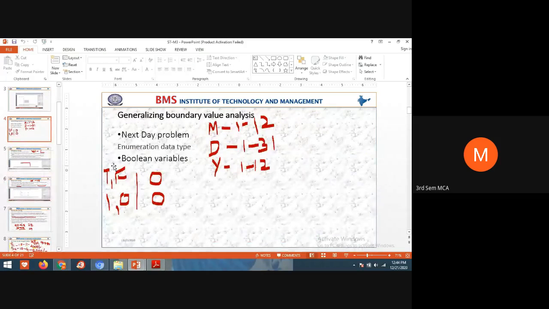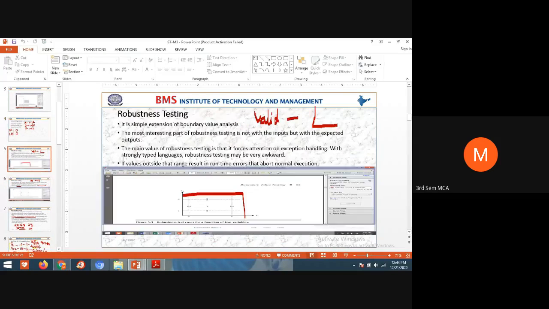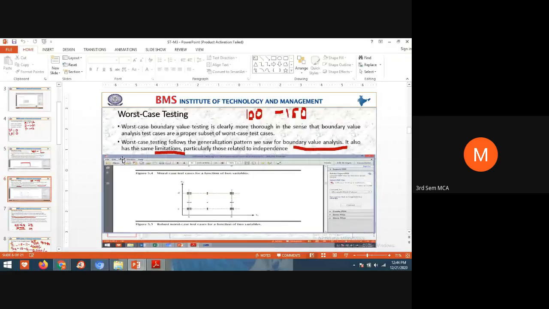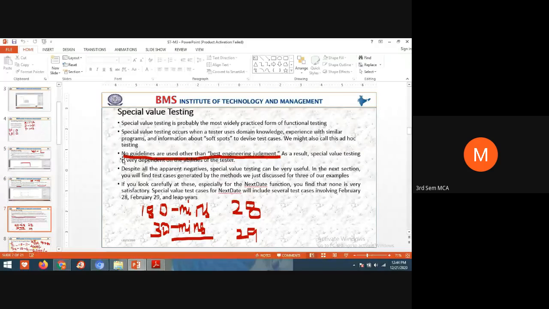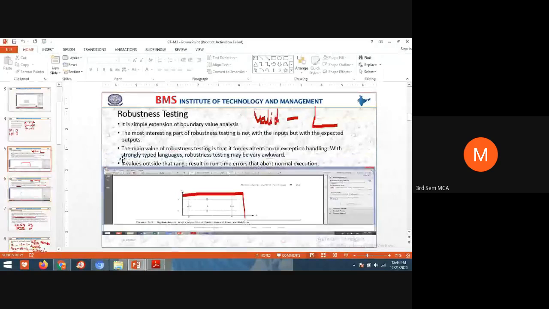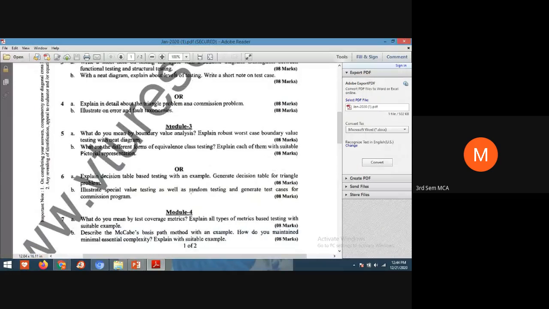Yes, students, in the third module we have robust testing, worst case testing, and special value testing. Here we have learned what special value, worst case testing, and robust testing are. This time the question paper asks you to write a test case for the commission problem. Once you understand how to write test cases for special value and random testing and generate test cases, you should be able to answer for whatever scenario they ask.